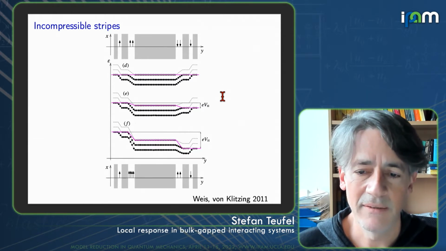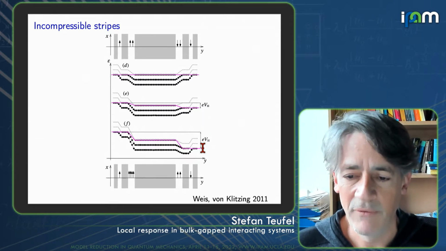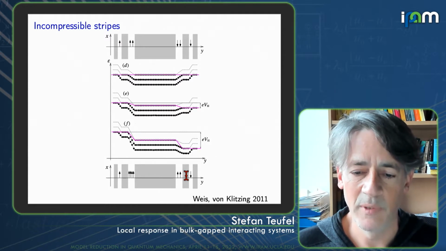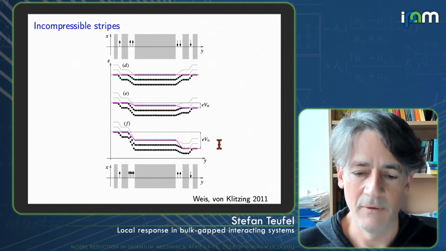Okay, and then if you apply a voltage, these currents will become asymmetric and lead to a net current, a net Hall current.